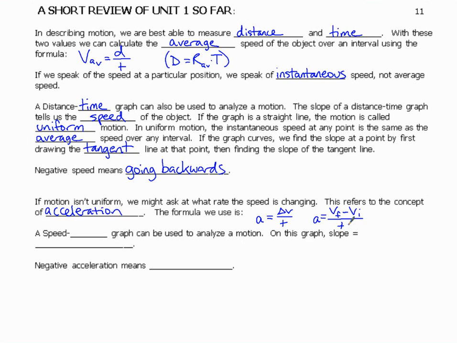The second type of graph that we discussed in this unit is a speed time graph. A speed time graph can be used to analyze motion. On this graph, the slope is the acceleration. The slope of a speed time graph is the acceleration. And remember, a straight line is uniform acceleration. Speed time graph, straight line, uniform acceleration.